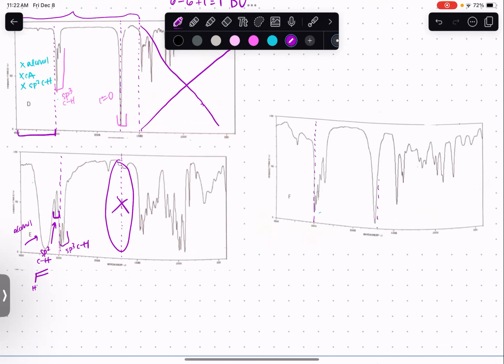And then finally moving on to this last one, drawing our lines up again. On this one, we do have a carbonyl.